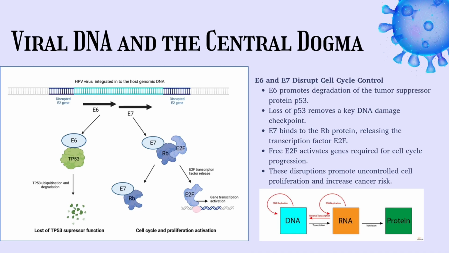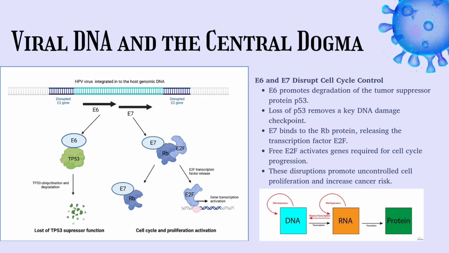Once HPV DNA enters the nucleus, it follows the central dogma. The viral double-stranded DNA is transcribed by the host cell's RNA polymerase into mRNA. That mRNA is then translated by ribosomes into viral proteins. HPV does not carry its own transcription machinery. It completely relies on the host molecular systems. Two of the important viral proteins produced are E6 and E7. These proteins interfere with normal cell cycle regulation.